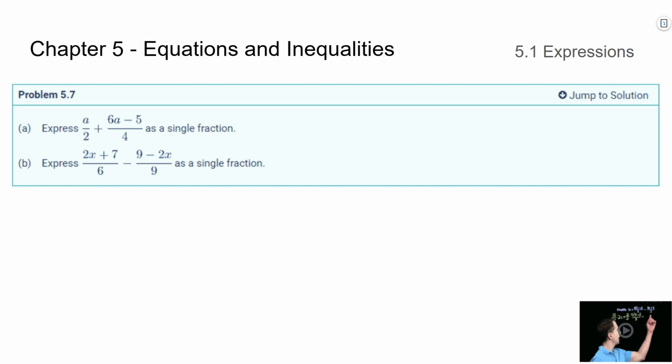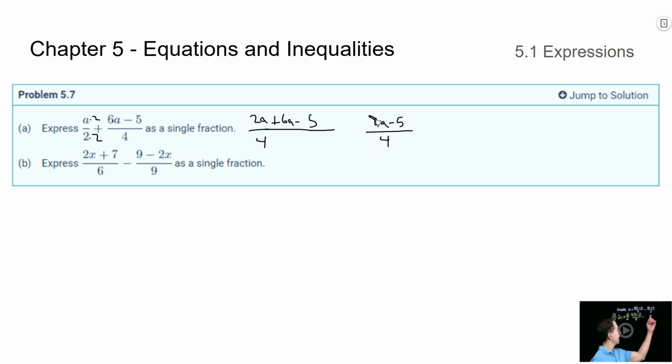Okay, express a over 2 plus all that stuff as a single fraction. So let's go ahead and first get a common denominator. So let's do times 2 here. So then we have 2a over 4 plus all of this. So basically we just combine it in the numerator of the fraction, right? They have the same denominator now. So now we can say plus 6a minus 5. Now we can combine our terms. So 2a and then another 6a would be 8a. 8a minus 5 over 4.